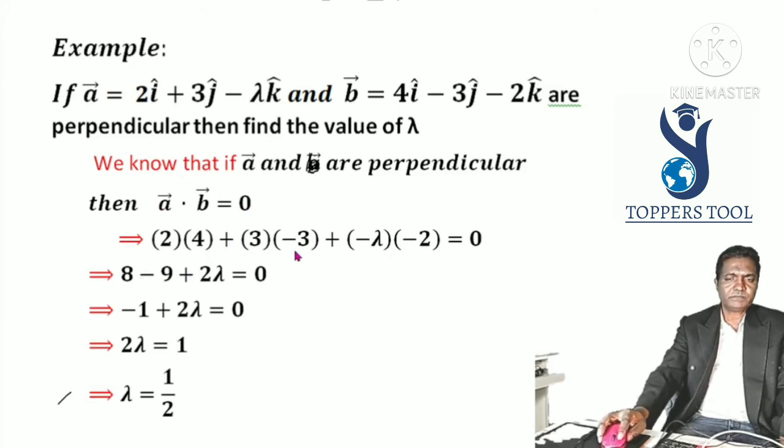2 into 4 is 8, 3 into minus 3 is minus 9, and this is 2 lambda. So 8 minus 9 is minus 1. Transfer this minus 1 to this side, that becomes plus 1. So lambda is 1 by 2. You may be asked such questions for 1 or 2 marks. There is one more question for your practice.